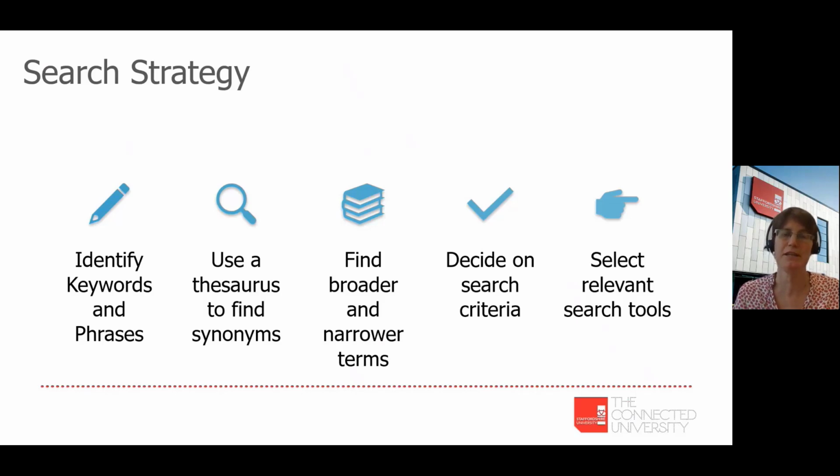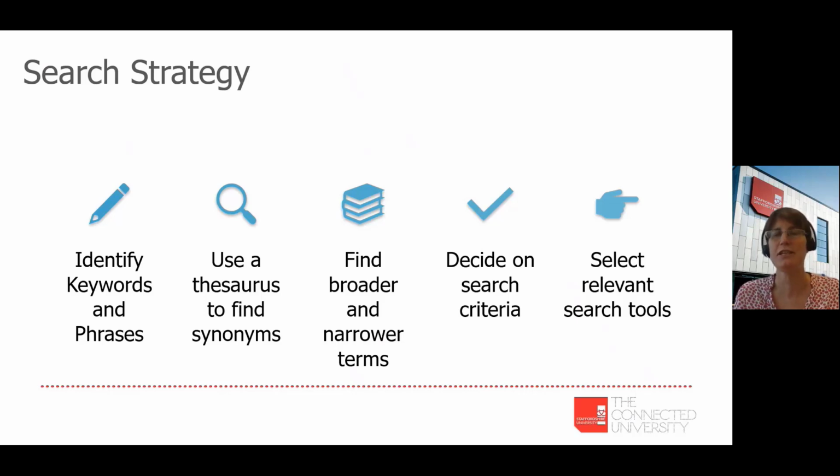Often on your final year project, you will not be given a reading list or specific titles to read. You definitely need to speak to lecturers about any recommendations they may have, and they can help you think about your search strategy and keywords and phrases. Also, use a thesaurus to find synonyms.